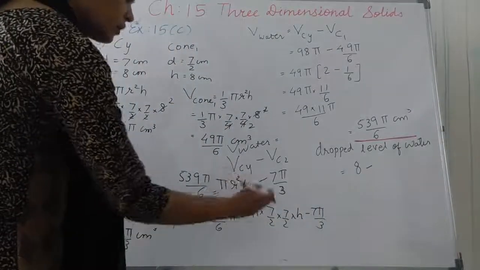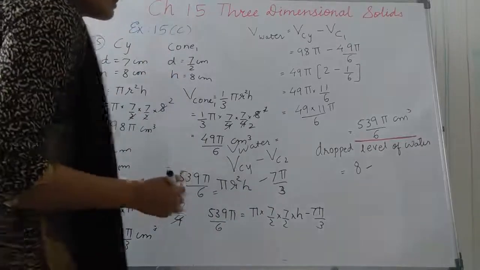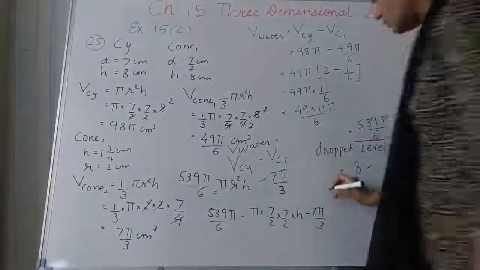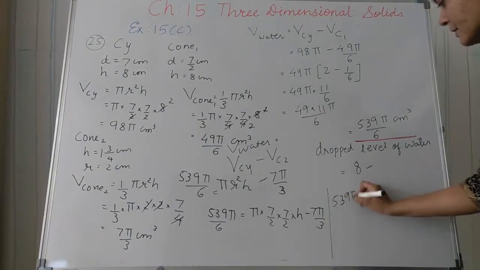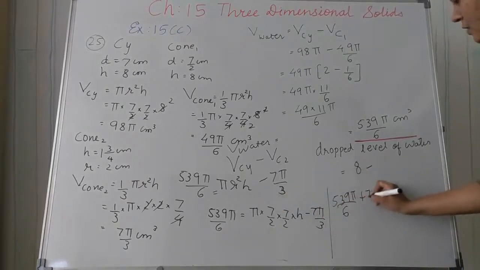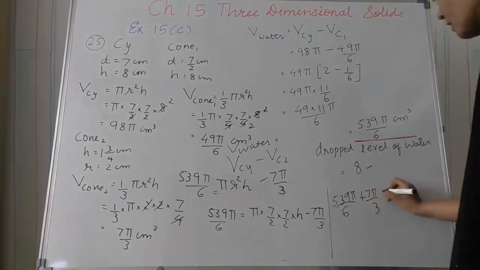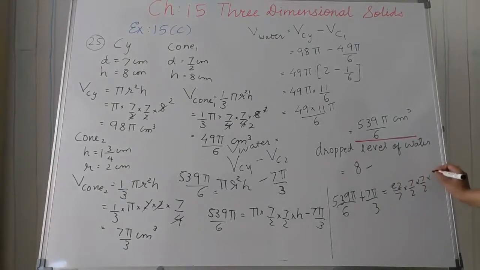So we need to calculate this h value. I will take everything here. So for that, here I get 539 pi by 6. This minus 7 pi by 3 I am taking here. So 7 pi by 3 is equal to pi. Pi value I can put here 22 by 7. 7 by 2, 7 by 2 into h. So the 7 gets cancelled, 2 11s are here.